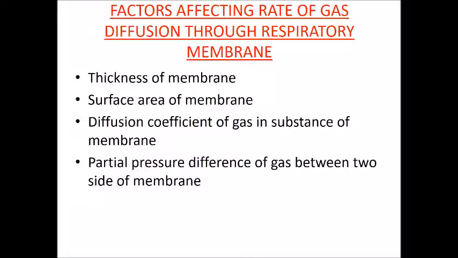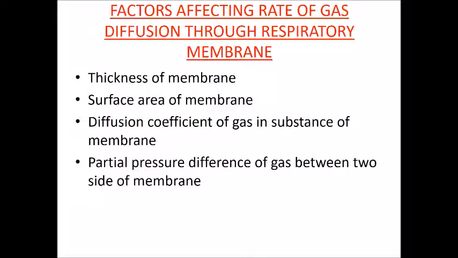Second is surface area of the membrane. It is obvious that if we have more surface area, then more diffusion is possible. So in chronic obstructive pulmonary disease like emphysema, the surface area will decrease due to destruction of the alveoli. So diffusion will also decrease.